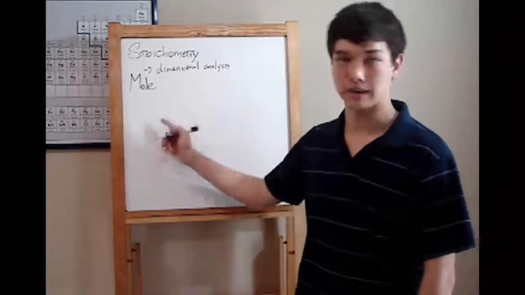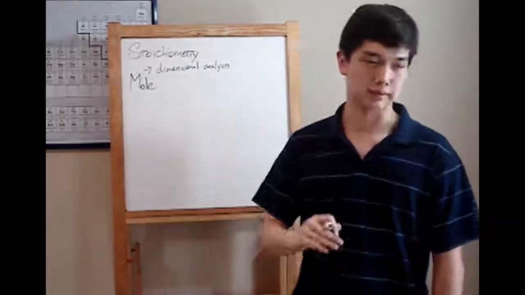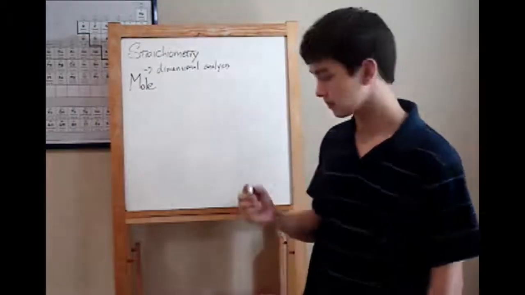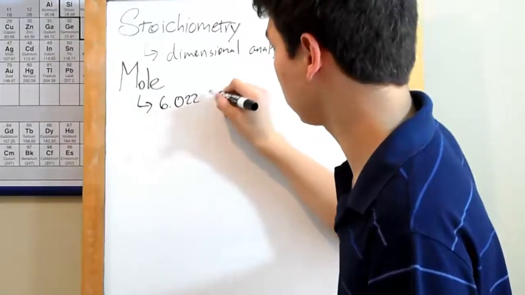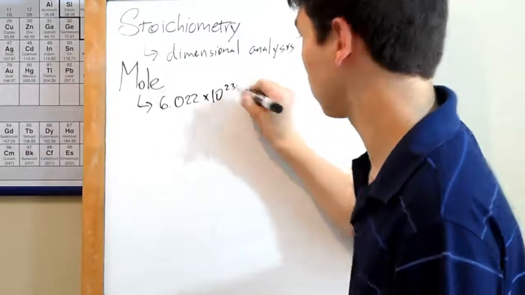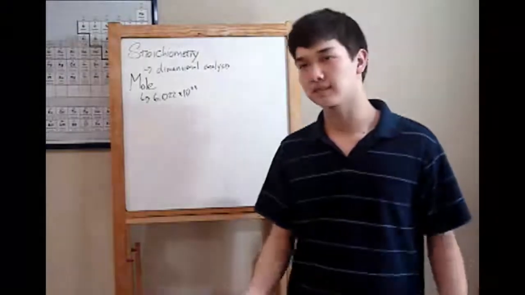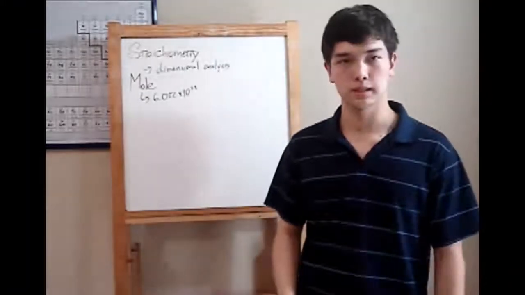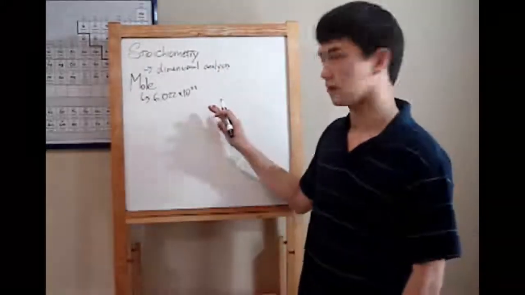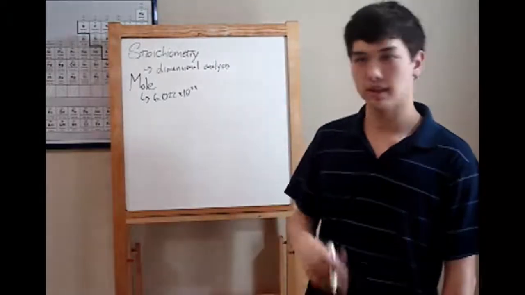But first, we need to talk about the mole. The mole is important in chemical equations and hence stoichiometry. What the mole is, aside from a cute furry creature that lives underground, is 6.022 times 10 to the 23rd power of anything. You could have 6.022 times 10 to the 23rd eggs, which is far too much. But yes, generally this is used with atoms.